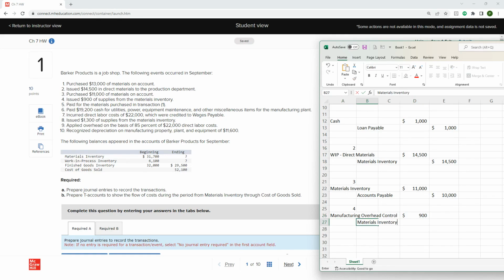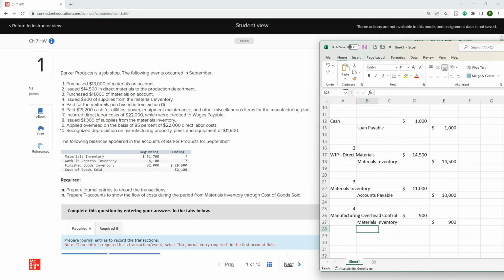because in this case the company keeps their direct materials and their supplies all in the inventory account, and as they use them, they either put them into work in process if it's a direct material, or they put them into this manufacturing overhead control account if it's an overhead expense.